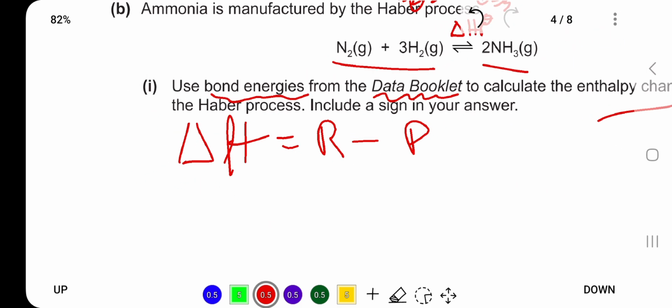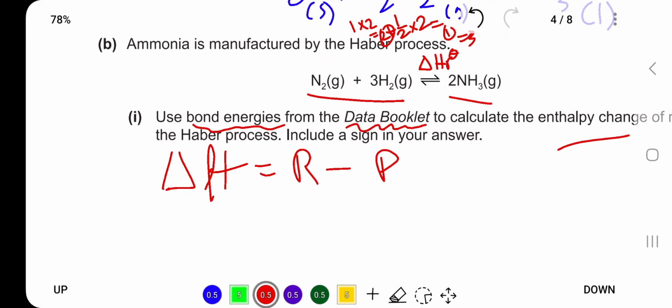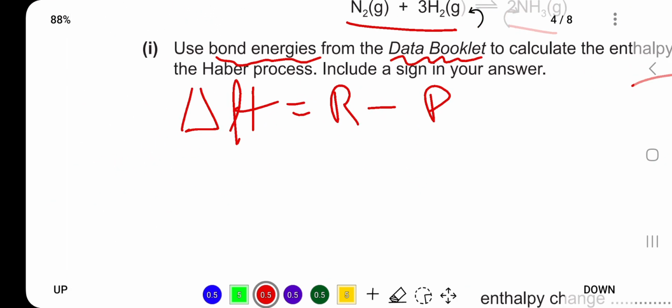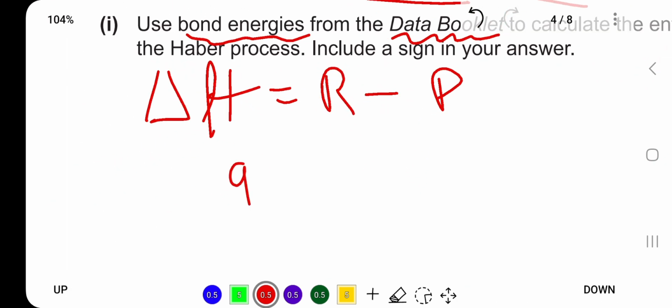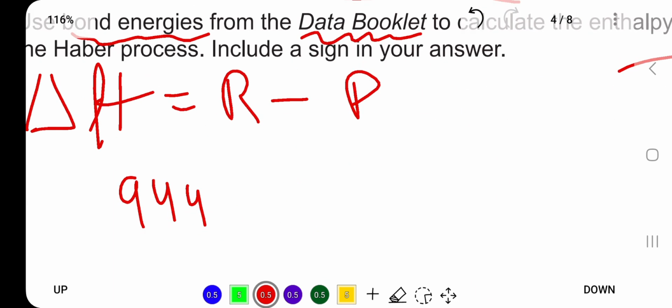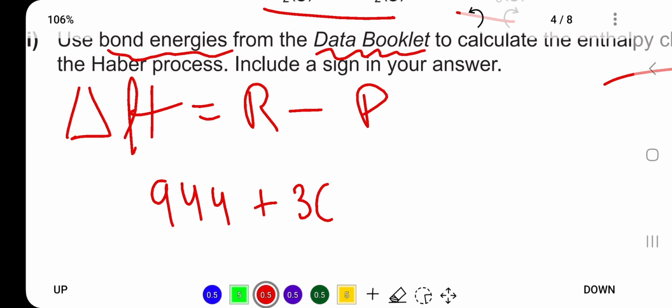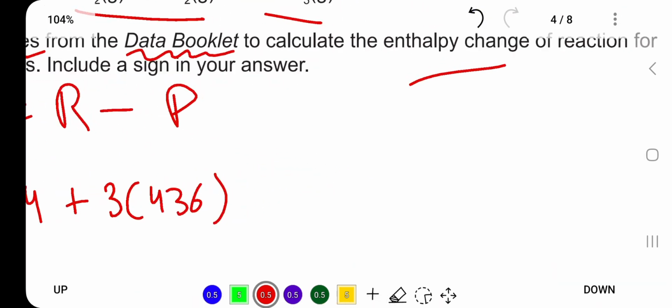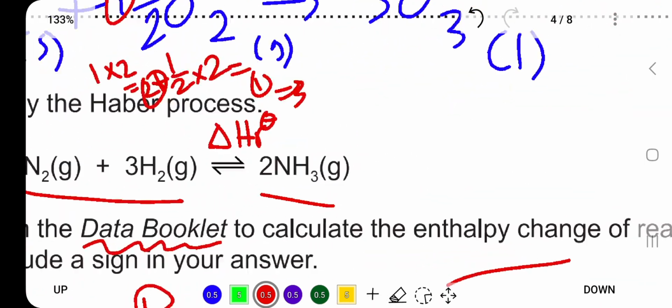Nice. So now you need the bond energy of everything. N2 is going to be given in the data booklet, which I do not have, unfortunately, so it's 944, plus you have 3 of the hydrogen bond energy, which is 436 in the data booklet, minus a product, which is how much?